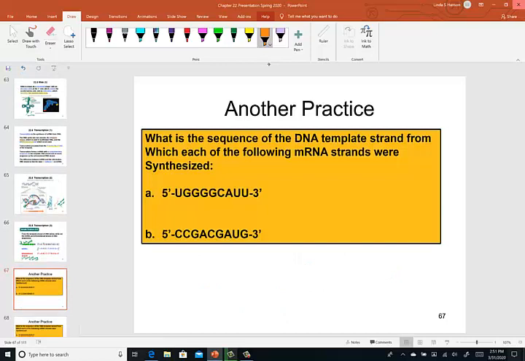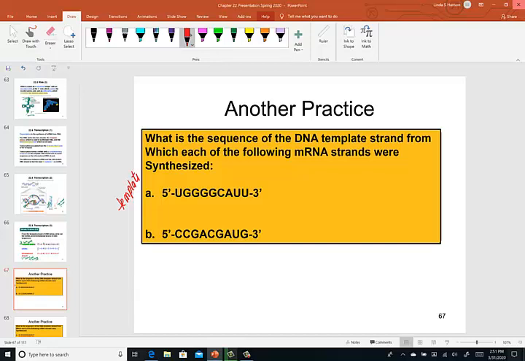Should we practice? What is the sequence of the following DNA template strand? Alrighty, so this is the template. That's very critical to say, if these are the templates, this is what we code for the messenger RNA.